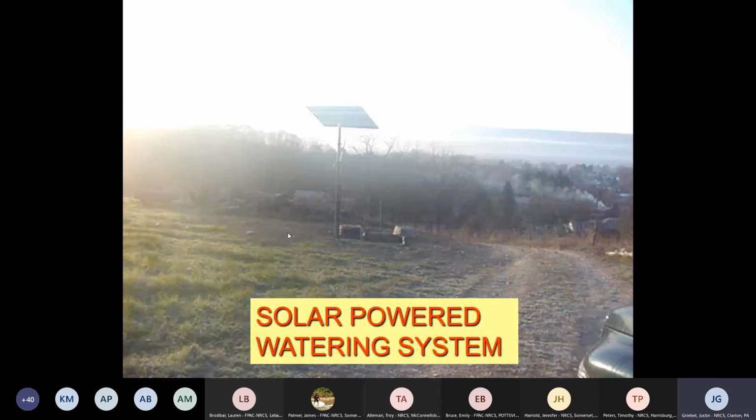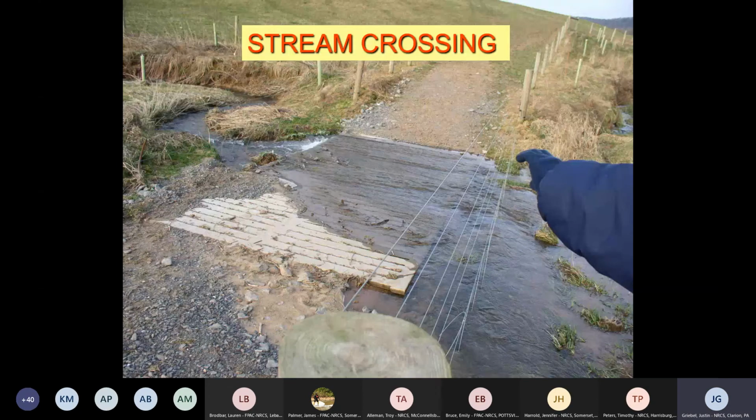Just a solar powered watering system. Installed several of these in remote locations where you don't have access to electricity. Your typical stream crossing here. Got some hog slats to provide stable crossing for the animals.